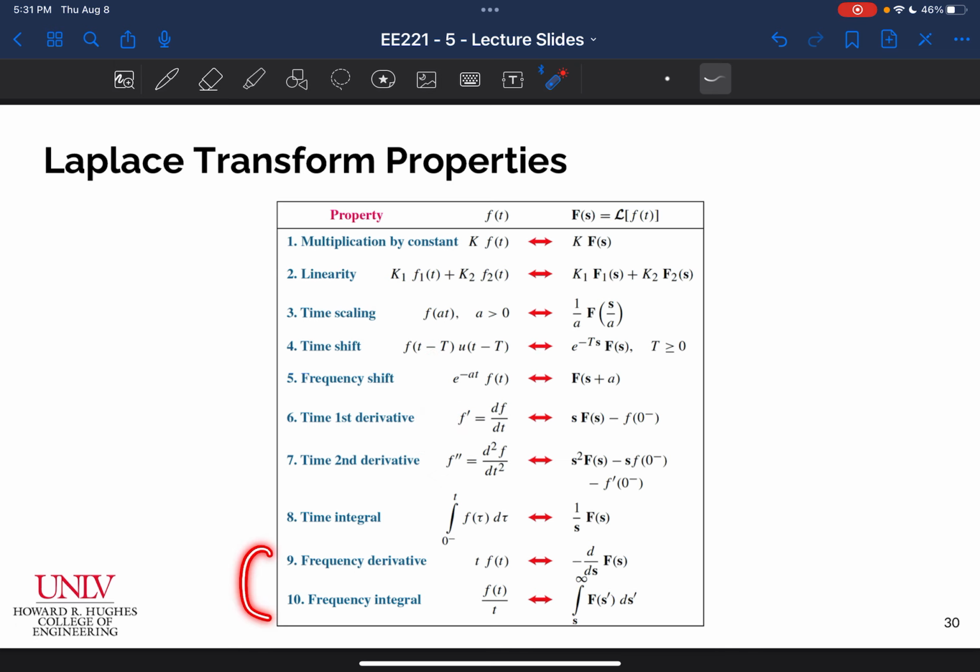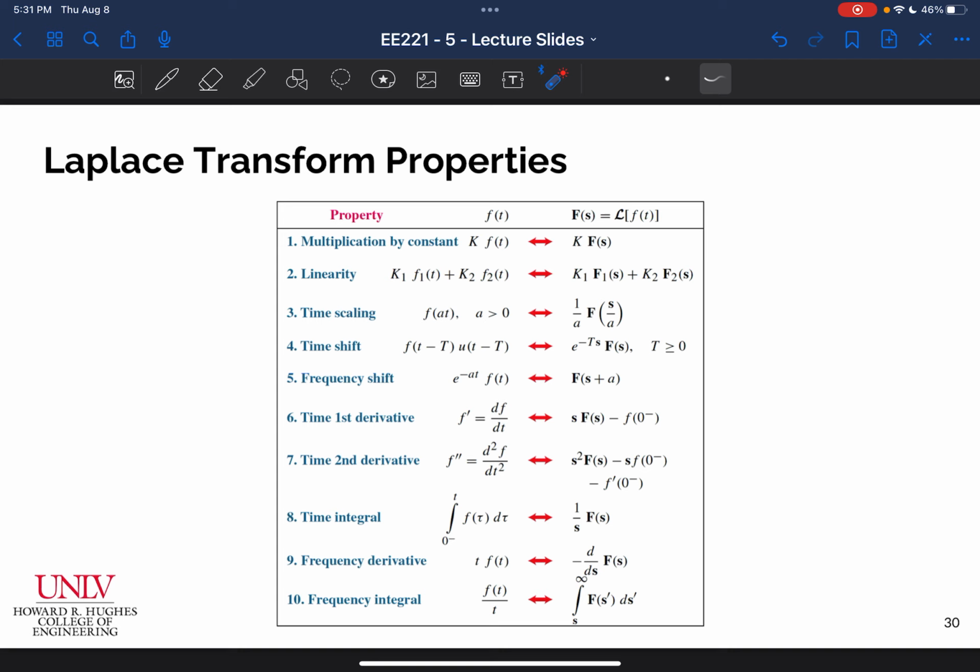And then there are a couple extra properties down here, but you can basically reference this entire table anytime you need to see anything having to do with a Laplace transform property, or if you have any questions about any of these properties, the table is probably a good place to reference.